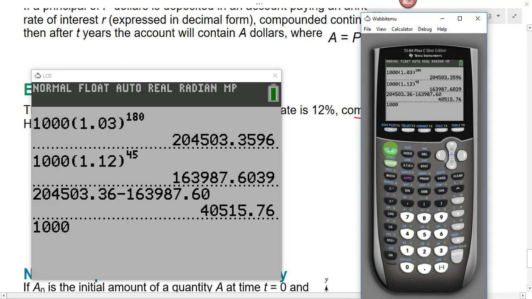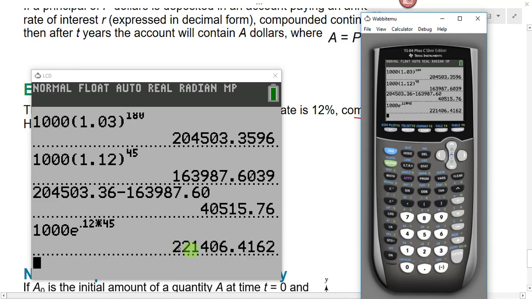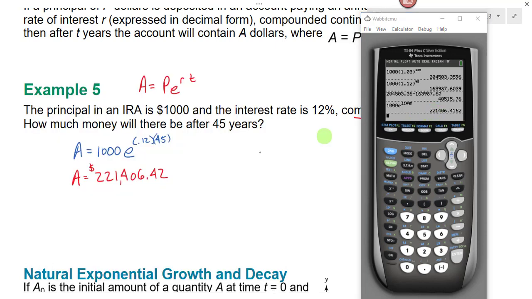To put the e in your calculator, you hit second ln, and then that gives us the e for our base, and our exponent's going to be 0.12 times 45. So by compounding continuously, we end up with $221,406.42. That's still more than what we got whenever we compounded quarterly.